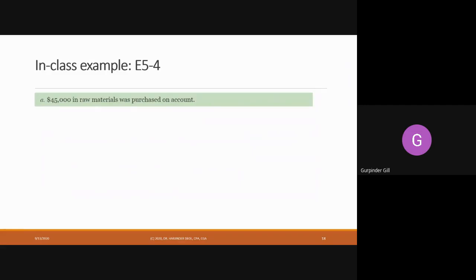So A, $45,000 in raw material was purchased on account. Now, when you're purchasing your raw material, as we indicated earlier, we do not make any distinction of whether this is direct or indirect. So it all becomes part of your raw material inventory account. That account is debited and we are crediting accounts payable for $45,000.